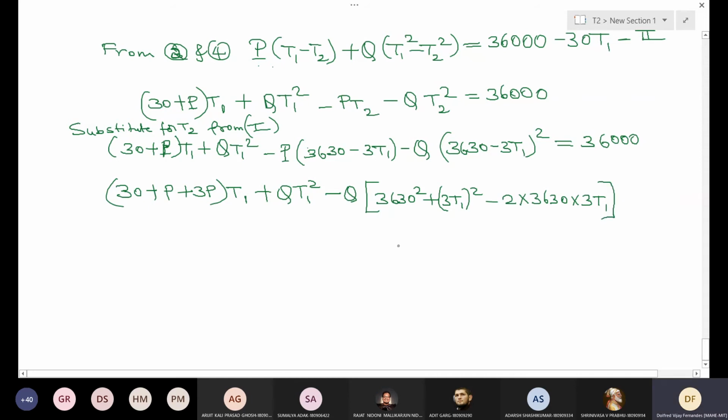On the right hand side, we have 36000, and we left something here, so that is plus 3630 P. Now simplify to collect all the terms. We have 30 plus 4P, P plus 3P, and what else we have from here? 2 into 3630 into 3.